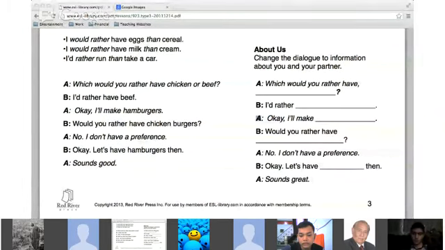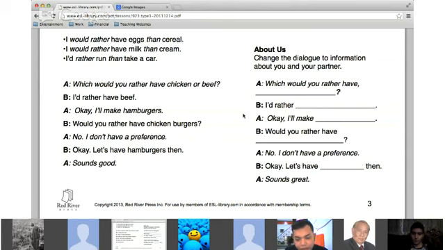Thank you. Let's go to Flavio and Hajul. Flavio, you'll be person A, and you do not have to do Japanese food and Chinese food. You can choose a different thing. So Flavio, you'll be person A, and Hajul will be person B. Go ahead, please. Which would you rather have, Chinese food or Japanese food? I'd rather Chinese food. Sure, I'll make Chinese food.